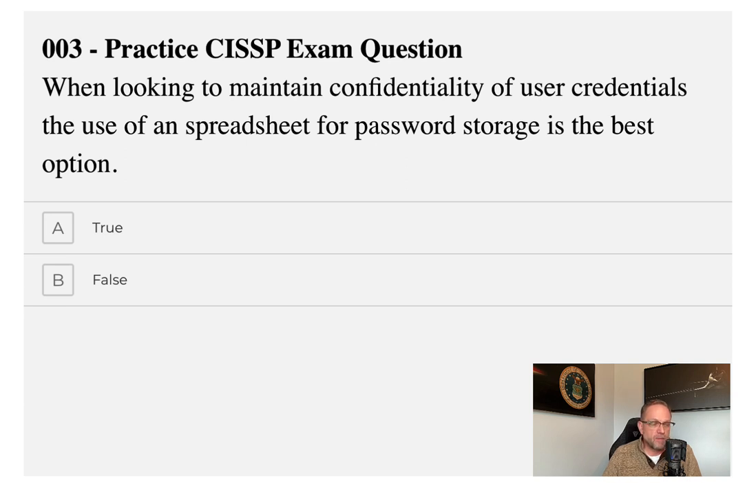Now, unfortunately, you have products like LastPass, which were breached recently, and that can be very bad for you and your passwords. However, you do want to put them in some level of protection outside of a spreadsheet. A spreadsheet is fine in some cases, but in most cases, it is not the best option. So hence, the answer for this one would be B, false.